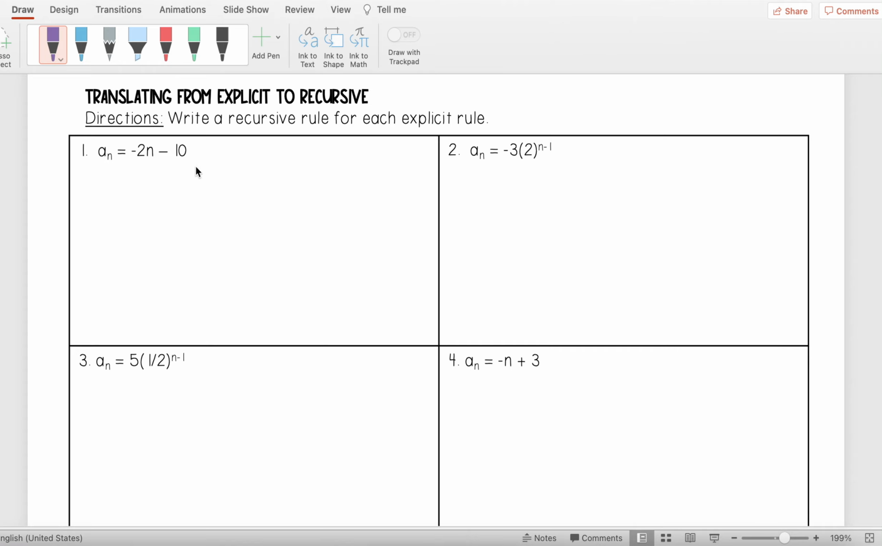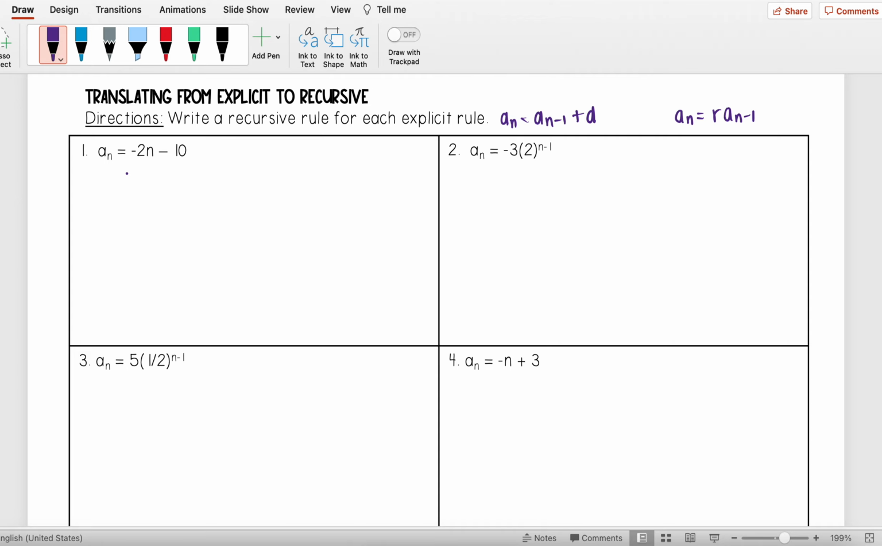In this video, we're going to be looking at translating from explicit to recursive. So we want to write a recursive rule for each explicit rule. And so remember, for explicit, we always need to start with what A1 is equal to. And then for arithmetic, we'll have AN is equal to AN minus 1 plus D. And then for geometric, we'll have AN is equal to R times AN minus 1.